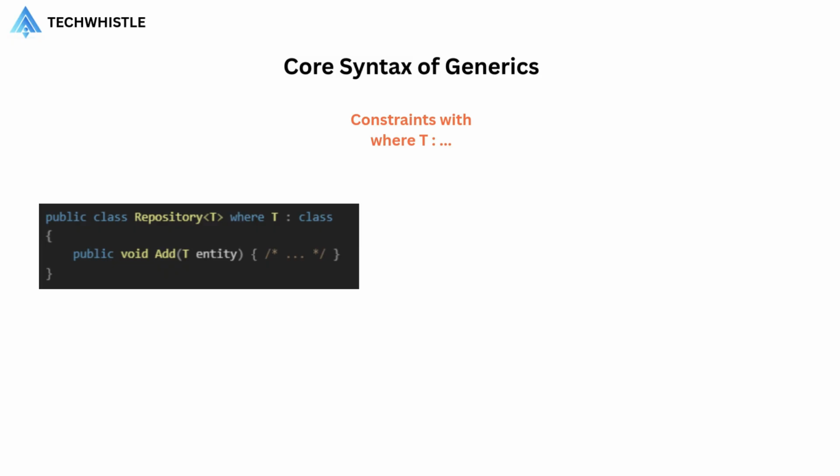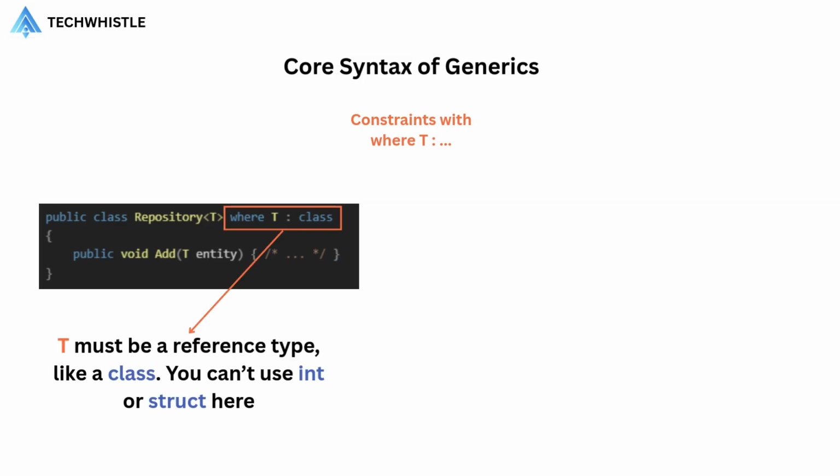Okay, sometimes you don't want T to be anything. You want to restrict what kinds of types are allowed. That's where constraints come in with the where keyword. This says T must be a reference type, like a class. You can't use int or struct here.